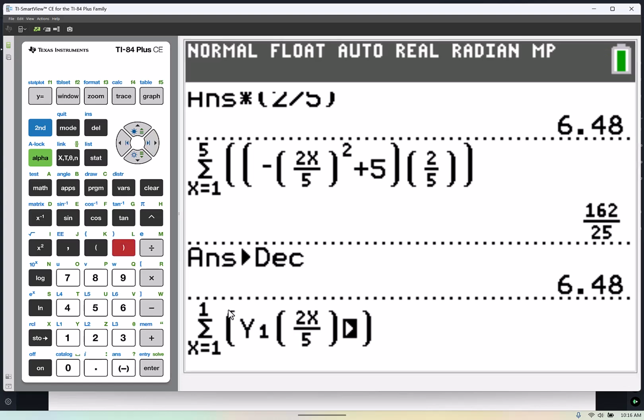And then close it. So there it is. That's my f of x times 2/5. Yes, ask.